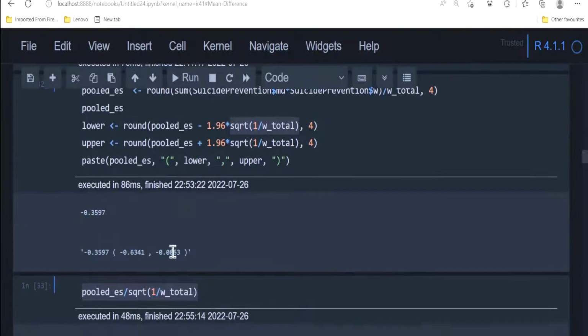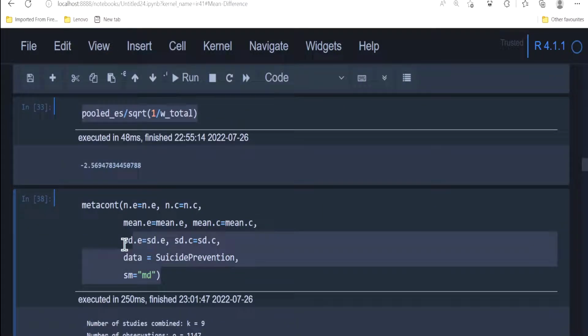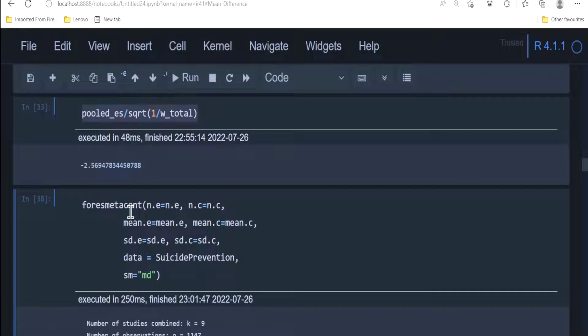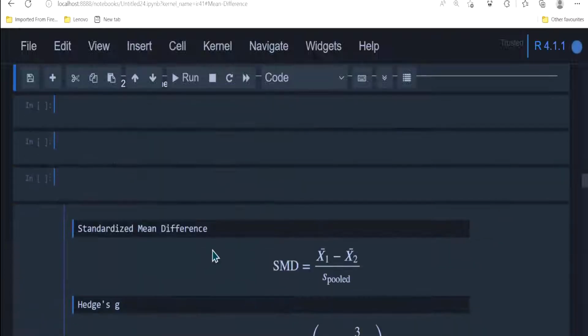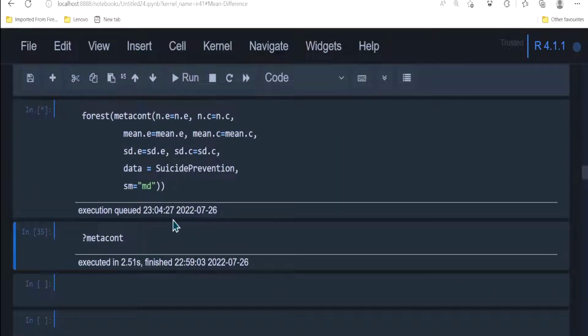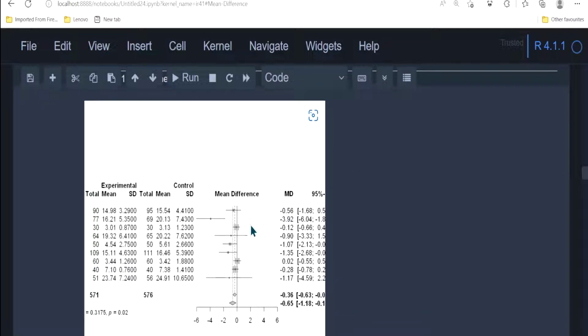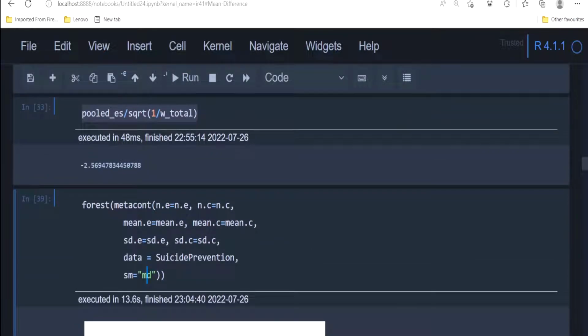But again, using this metacont function, it's just 4 lines and you have everything. And then if you want the forest plot, you either save it in an object and pass it with a forest function. There are many other things that you can do. With the forest function, I will just simply show you how this will look. Yes, so that will be how the forest plot displays, and yeah, I think that's all for meta-analysis of mean difference from scratch. Thank you.